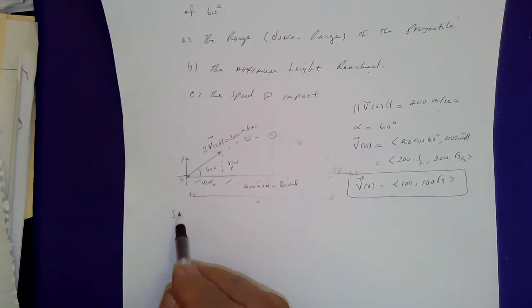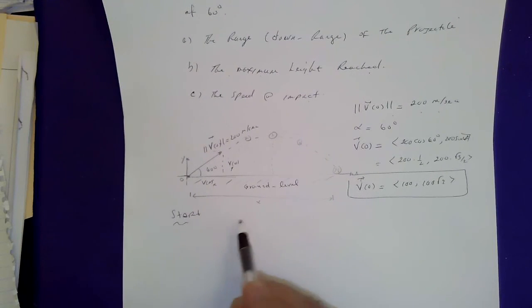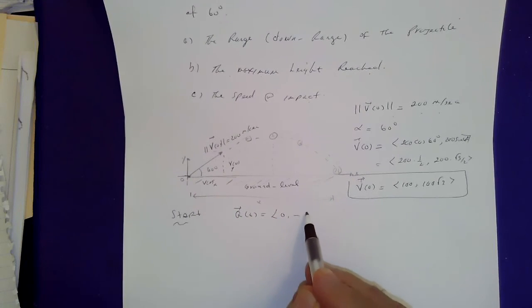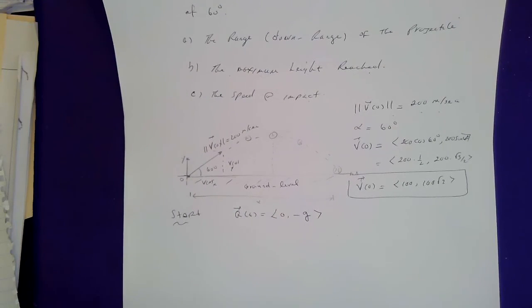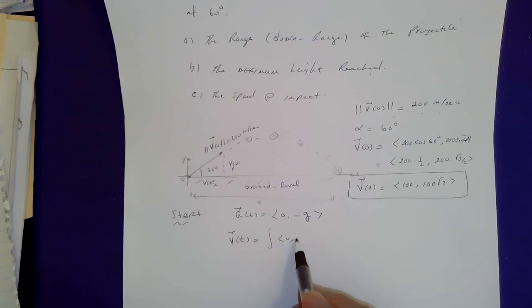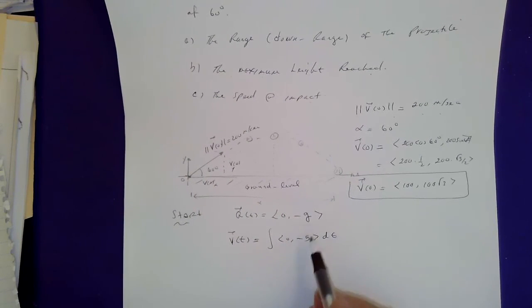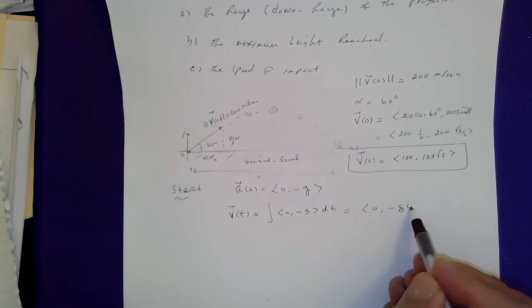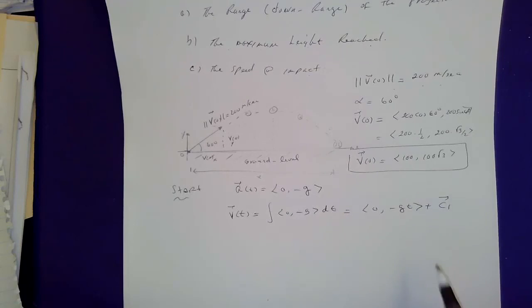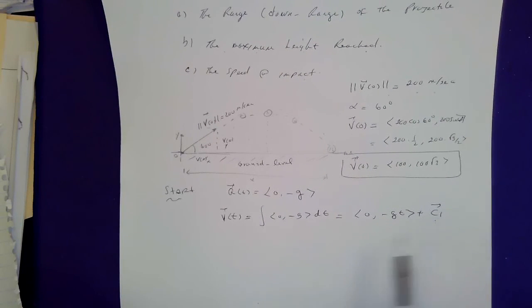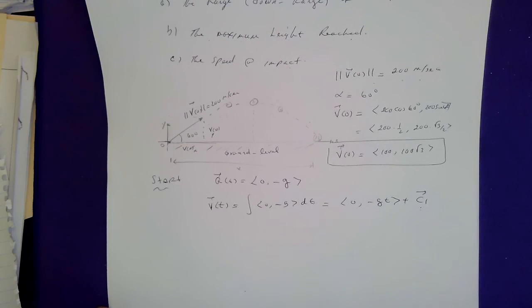We always start all these problems from here. Acceleration is equal to 0 minus g, correct? So now to go from acceleration to velocity, I have to take the antiderivative of this vector with respect to t. What do I get? I get 0 minus gt plus c1. Don't forget, every time you get a constant, it's a vector, because we're dealing with a vector-valued function.